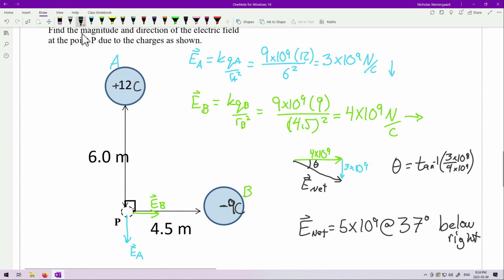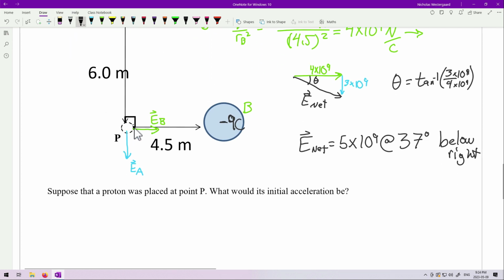That's not so bad. Now the next problem is, suppose you placed a proton right here at point P. What would the initial acceleration be? Well, I can find acceleration as force over mass. I don't have its force, but I can find it from my electric field, because electric field multiplied by charge will equal my force. So my acceleration is just my electric field, multiplied by the charge, divided by the mass.